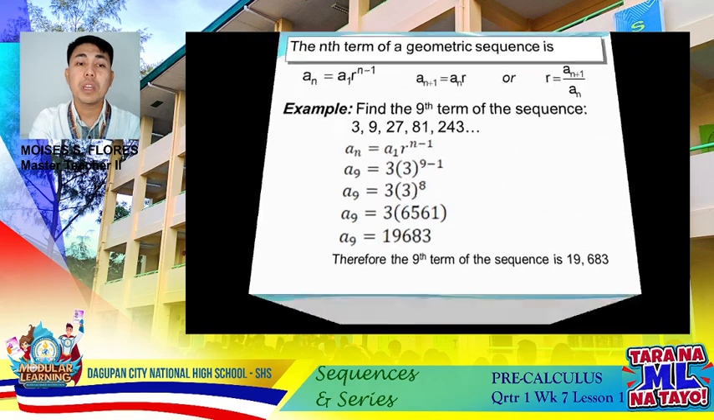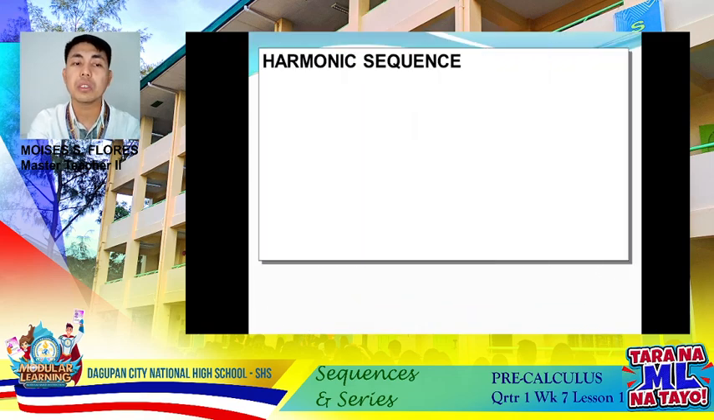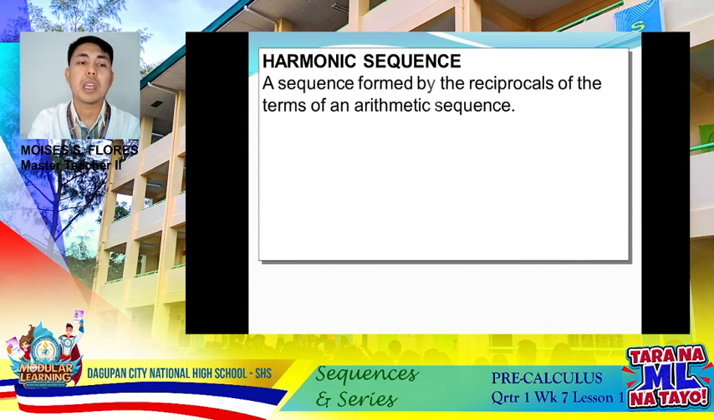Now let's move to our next type of sequence, which is called your harmonic sequence. A harmonic sequence is a sequence formed by the reciprocals of the terms of an arithmetic sequence. With this third type of sequence, we should have mastered the concept of arithmetic sequence, because their only difference is a matter of the reciprocal.